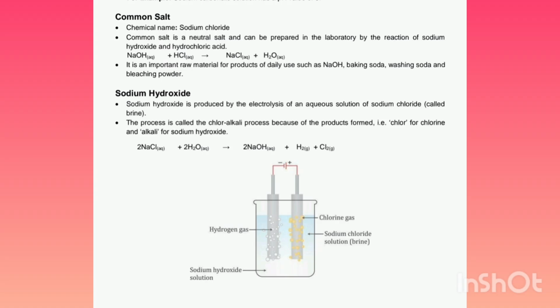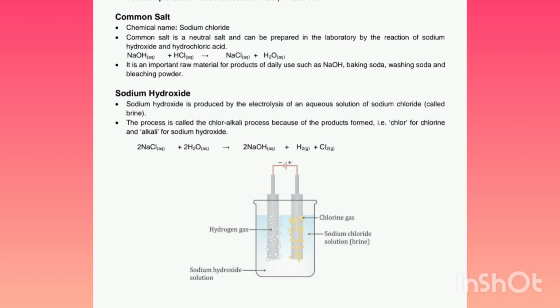Let us see common salt. What is a common salt? Common salt is nothing but sodium chloride, NaCl. We call it sodium chloride. Common salt is a neutral salt and can be prepared in the laboratory by the reaction of sodium hydroxide and hydrochloric acid. When these two react, it will form common salt. It is an important raw material for products for our daily use, what we use in our house, right?